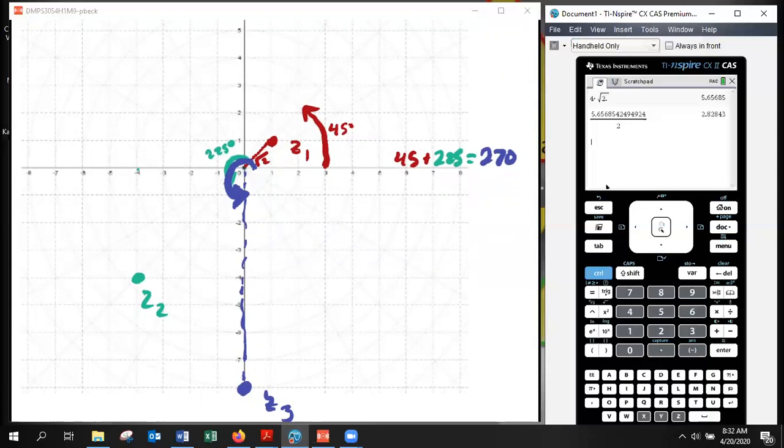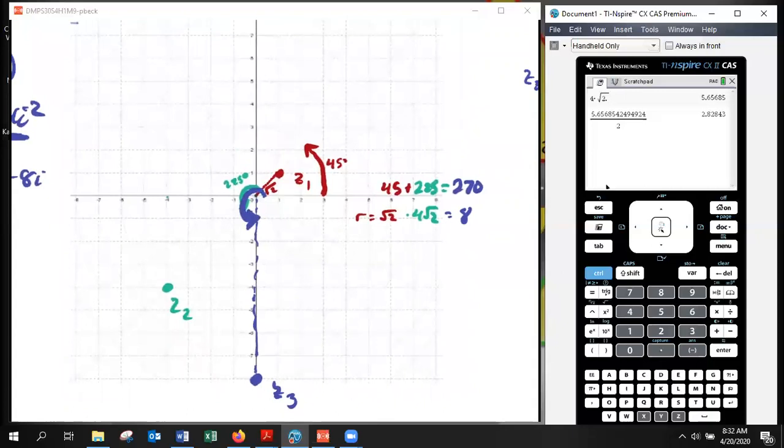So if I look and say my radius is the square root of 2, and I take that radius times the radius of the other one, which is 4 square root of 2, if I multiply those two numbers together, we magically get this 8, which is the radius of the third point.